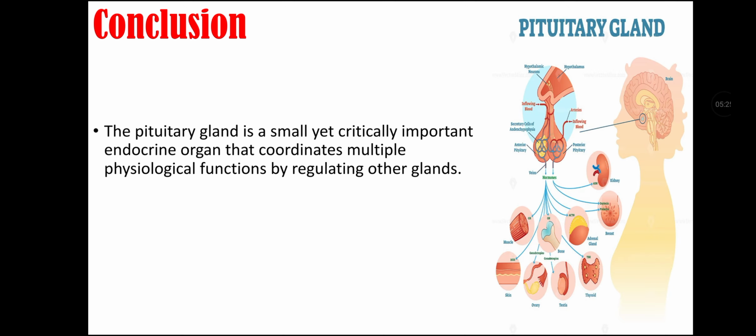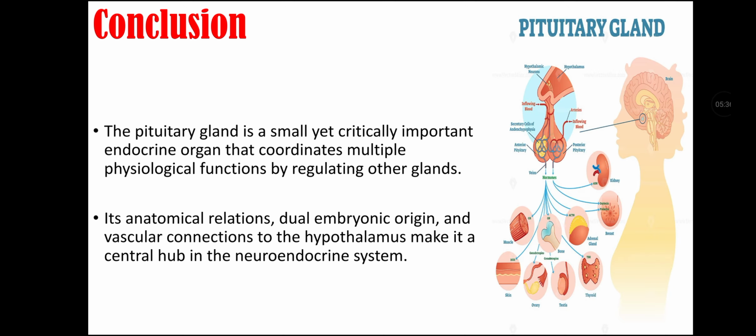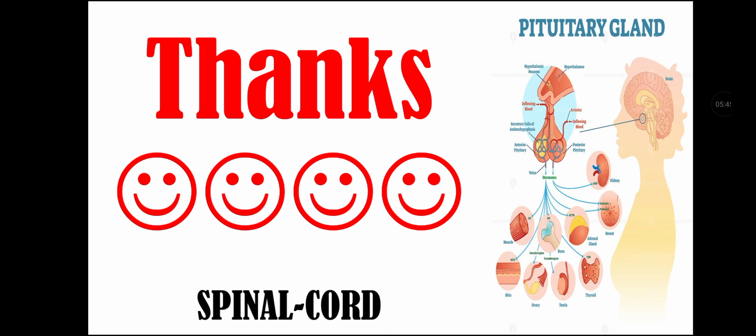Conclusion of this lecture video. Pituitary gland is a small yet critically important endocrine organ that coordinates multiple physiological functions by regulating other glands. Its anatomical relation, dual embryonic origin, and vascular connection to the hypothalamus make it a central hub in the neuroendocrine system. And this is all about pituitary gland.